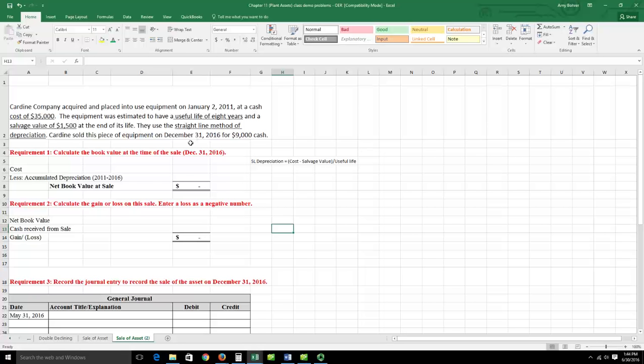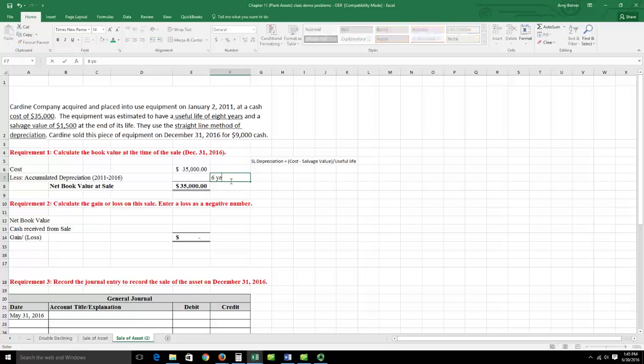And so the very first thing we have to do is figure out the book value at the time of the sale, which is December 31st, 2016. And if you remember, book value is cost minus accumulated depreciation. So we know the cost. It gave us that, $35,000. We can key that right in. Now we have to figure out what the accumulated depreciation was for the number of years that they owned it. They owned it all of 2011, all of 2012, all of 2013, 14, 15, and they sold it at the end of 2016. And so they would have owned it for 6 years.